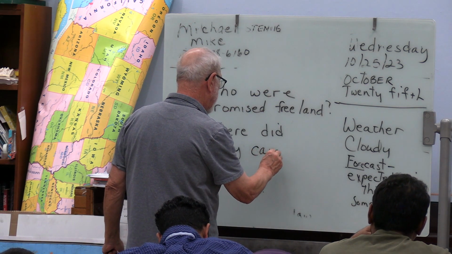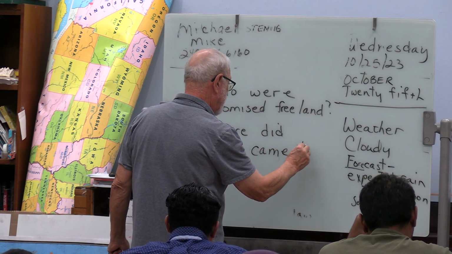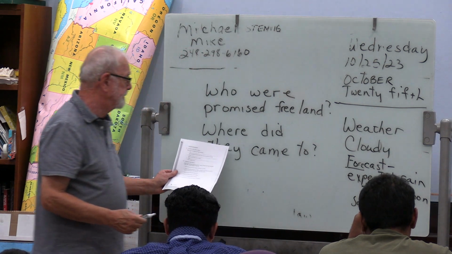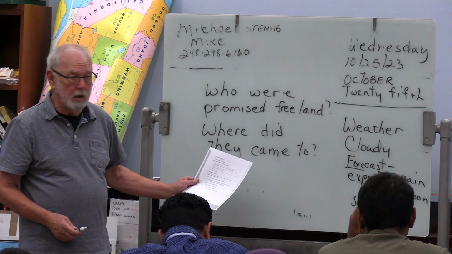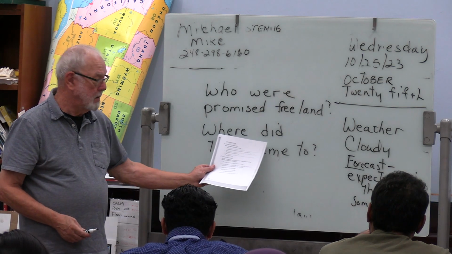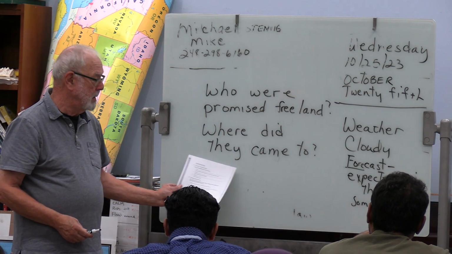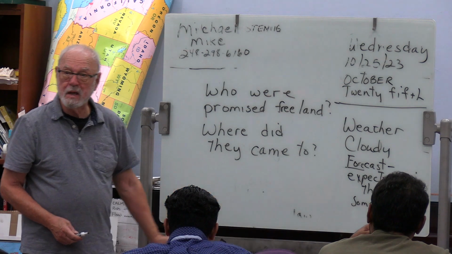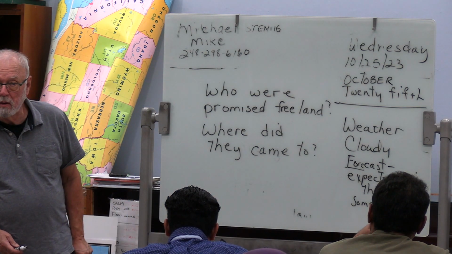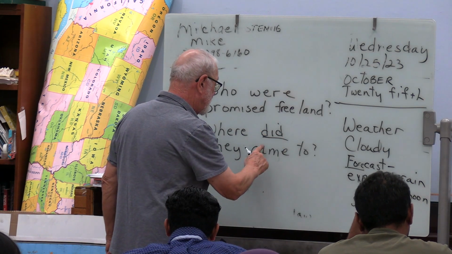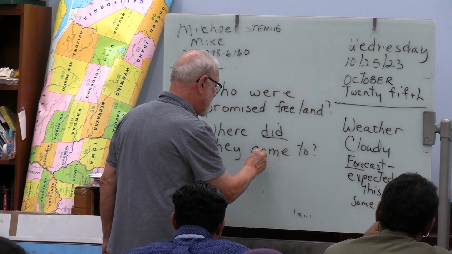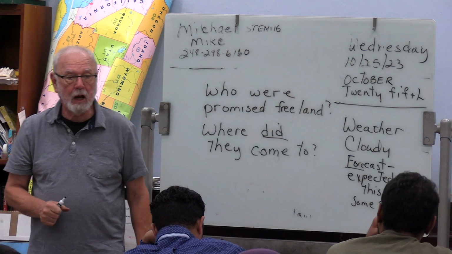Let's see if this is right or wrong. Where did they came to? Is this good or not good? Something is wrong. Come. Did is past tense, so you don't need past past. Where did they come to?